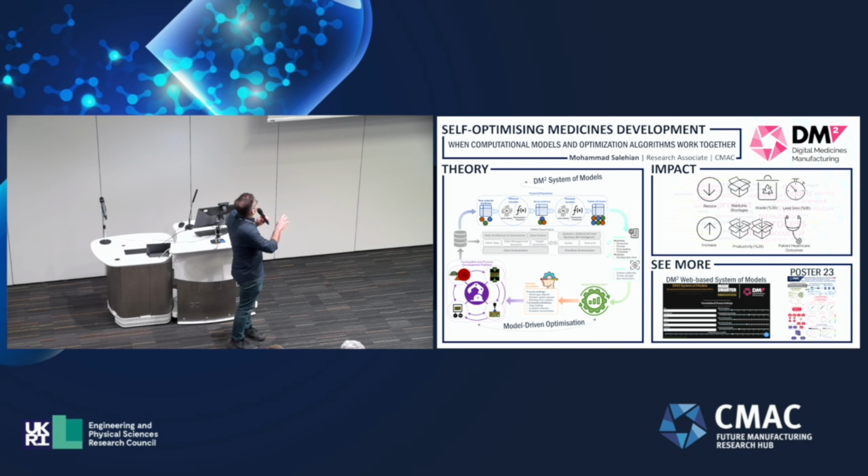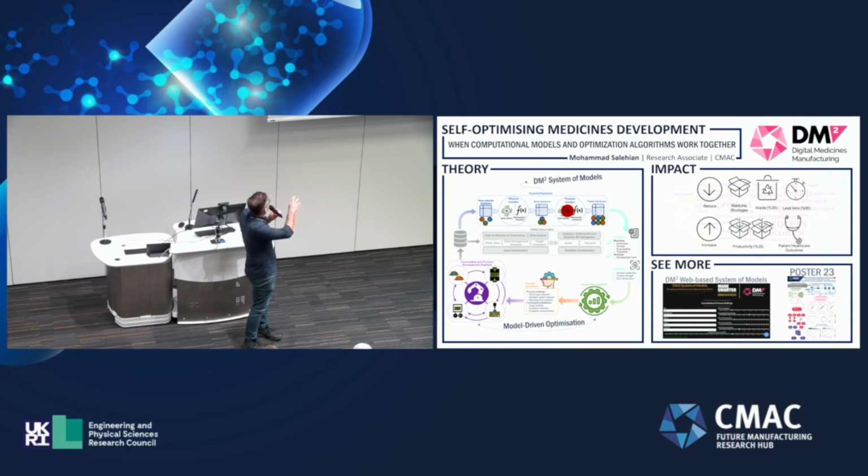So we need to design a systematic way with the aid of the DM2 system of models, which you can see on the top of this graph, which includes mixture models that we use to predict the blend properties using the raw material attributes. Once we have predicted these blend properties, we then use them as input features along with the process conditions and feed them to process models to predict the tablet attributes.